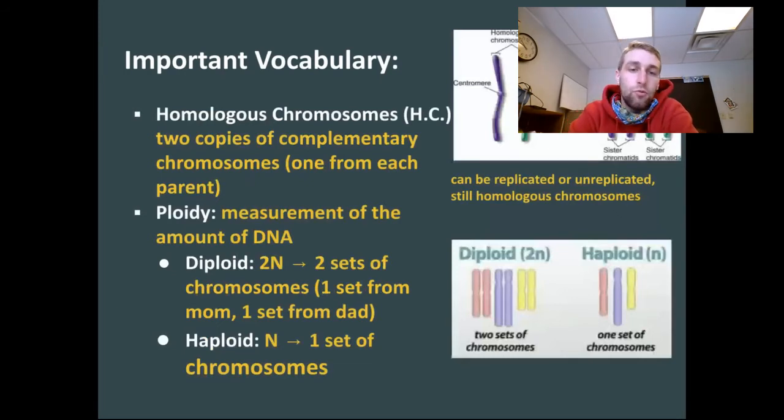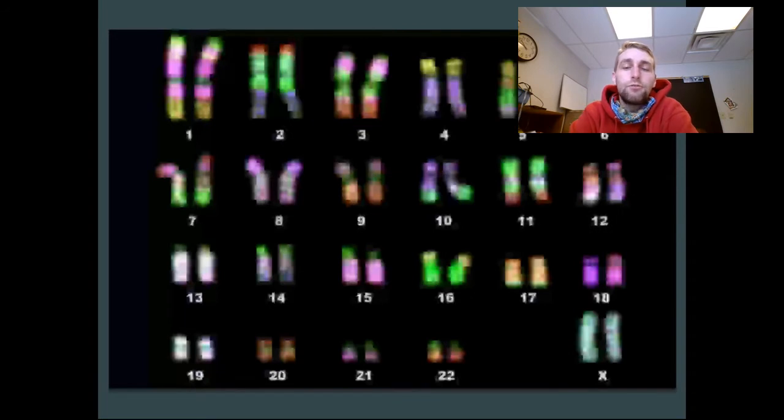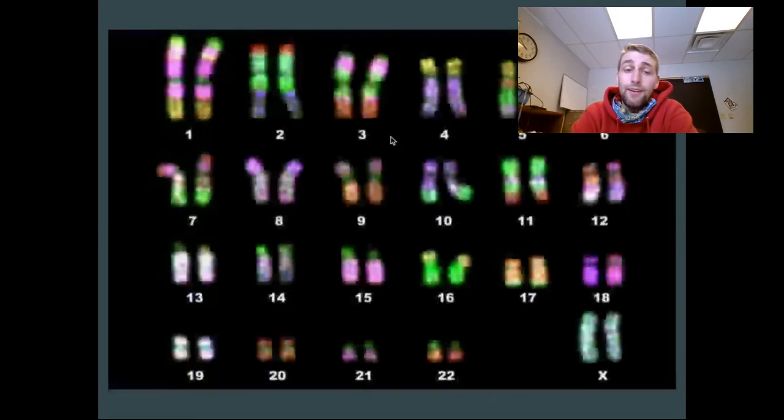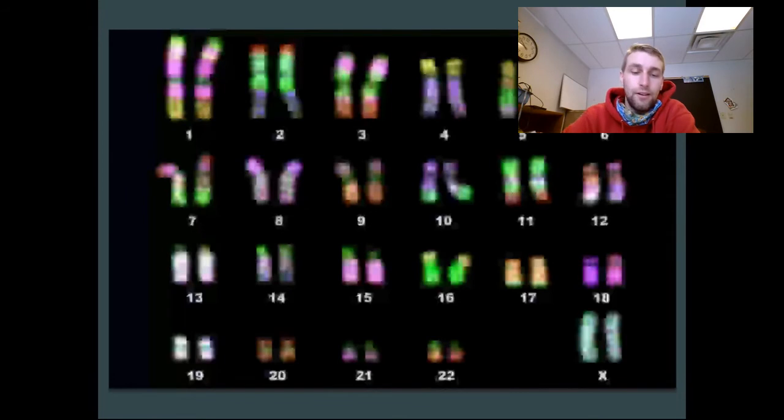Ploidy, kind of a weird word, is a measurement of the total number of sets of DNA. Today, we're only going to worry about diploid and haploid organisms, but there are other species where there's triploid or tetraploid. Some plants, I think, can even be more than that. But for now, diploid or 2N means you have 2 copies of each chromosome. Why do you have 2? 1 set from mom, 1 set from dad. Haploid is represented by the letter N, and it means you have just 1 set of chromosomes.